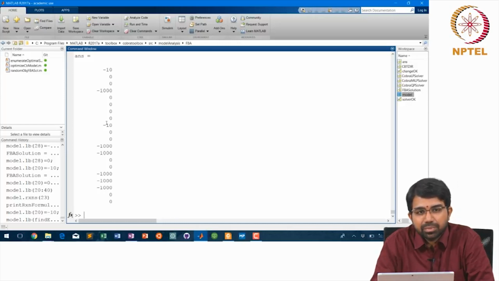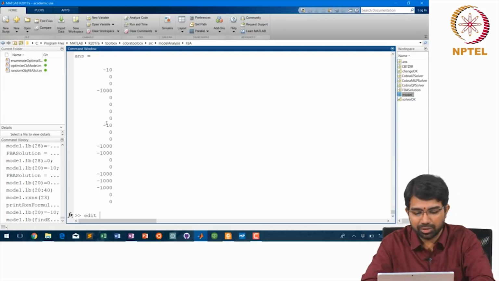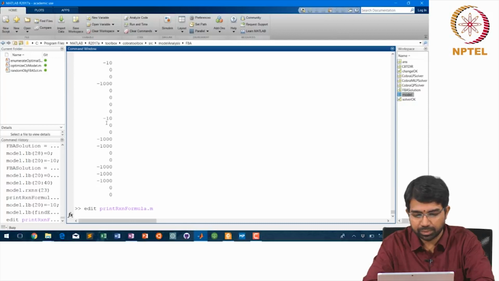The answer is giving the LB of all exchange reactions. So why is there a 0 there? Maybe they should be secreted. Maybe we should just have a simple check. We should check UB also, and LB coming in.